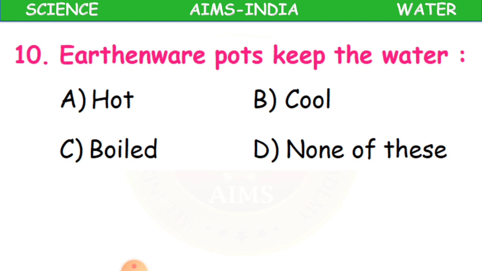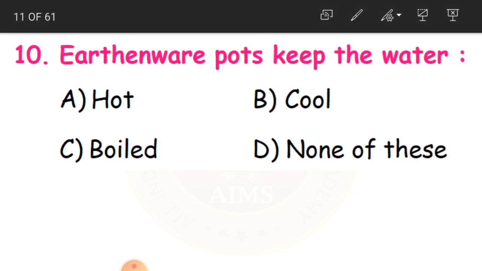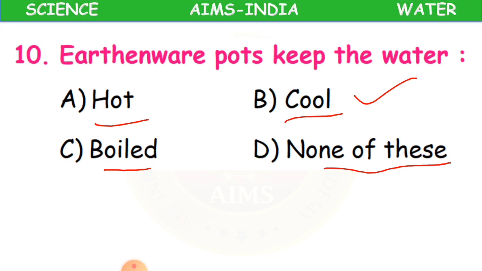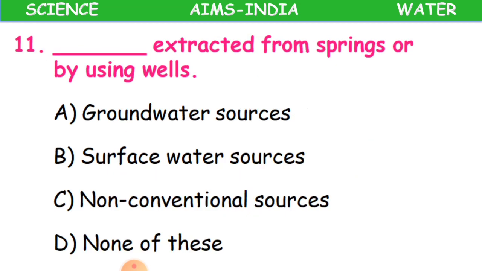10th one, earthenware pots keep the water dash, like whether it keeps the water hot, cool, boiled or none of these. Earthenware pots, when summer means about to start, so every house mostly we get the earthen pots. Why? To keep the water cool. No, to keep the water cool. So that is why B is the correct answer. Earthen pots keep the water cool.